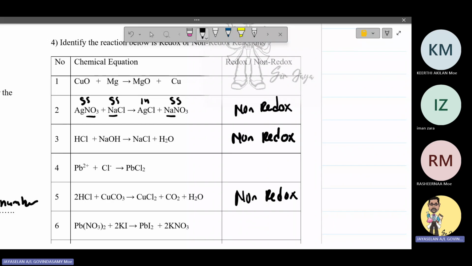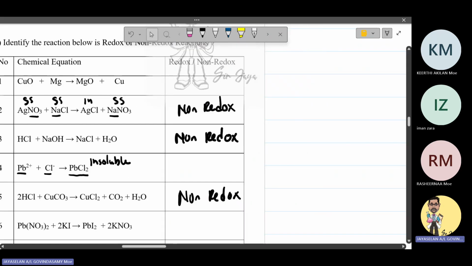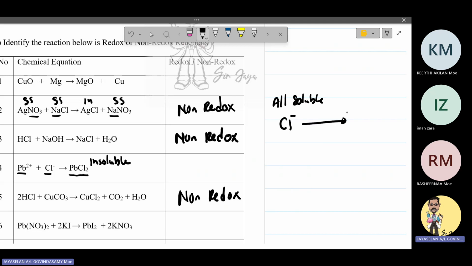Can understand? Bila you nampak ini Pb2 positif, Cl negatif, PbCl2. This is insoluble. Okay, remember chloride ion. All soluble. Semua larut. Yang mana insoluble? Siapa tahu?